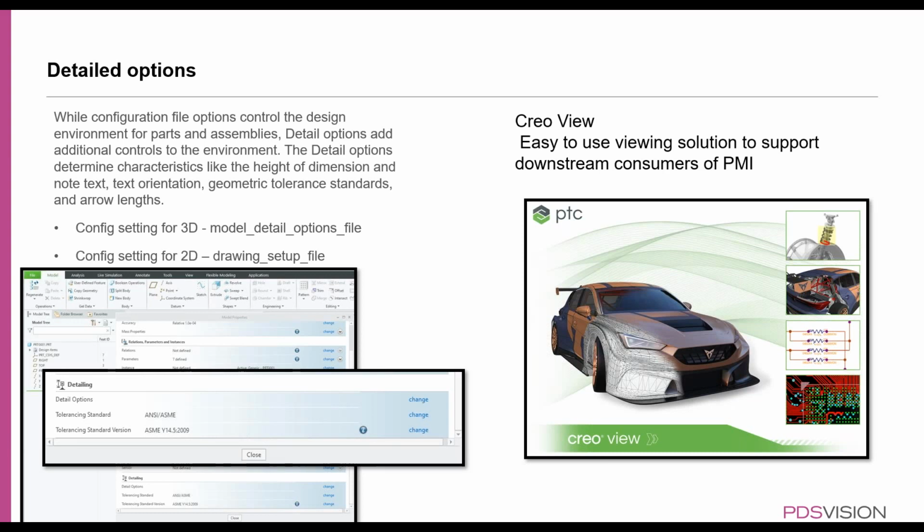Things like arrow lengths, witness line thicknesses, text height, what type of tolerance standards you want to use, all of those things can be set in the 3D part, and it's a different configuration file from the one for the 2D drawings. Okay, so just be wary of that.